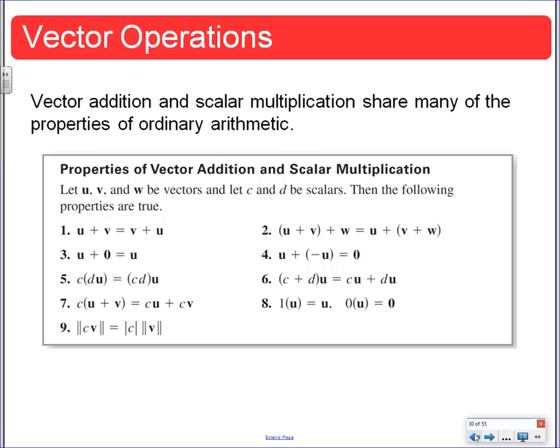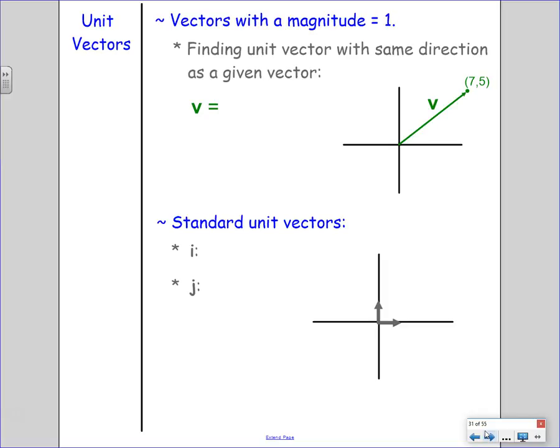Does that make sense? So let's say we had like negative 2v. What would that magnitude be? We'll find the magnitude of v and then multiply by 2. But remember, the negative has nothing to do with the actual length. It only has to do with direction. Okay. Good question, Andrew.